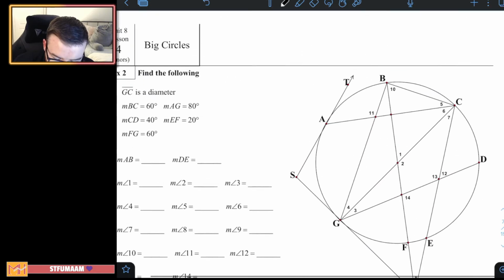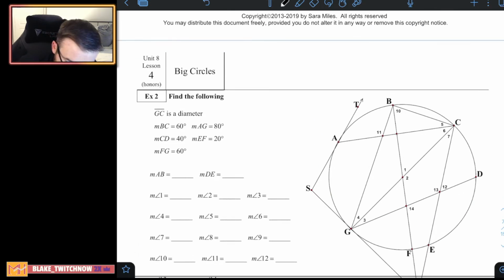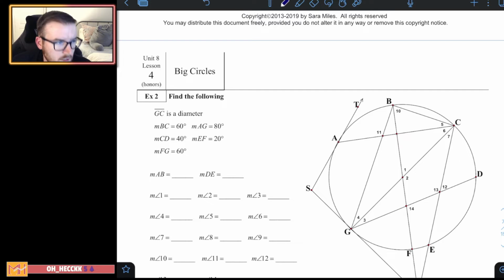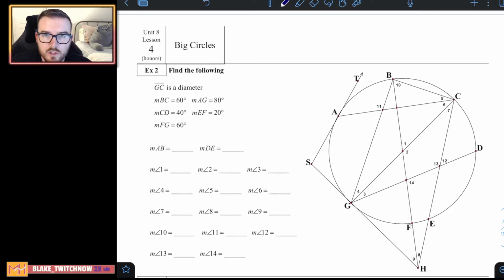Okay, let's do another one. To be perfectly honest, just for the sake of the length of this video, I'll probably leave the third one for you to do independently. And then you can just check Miss Miles' key for the solutions, because the pattern doesn't really change.